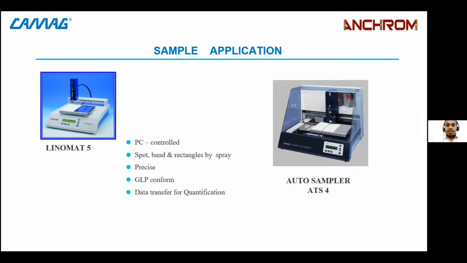So for sample application, we have two modules. One is Linomat 5, one is the autosampler ATS4. Depending on the number of samples, you can select one of these modules. For a larger number of samples, you can go for ATS4. For fewer samples per day, you can go for Linomat 5.